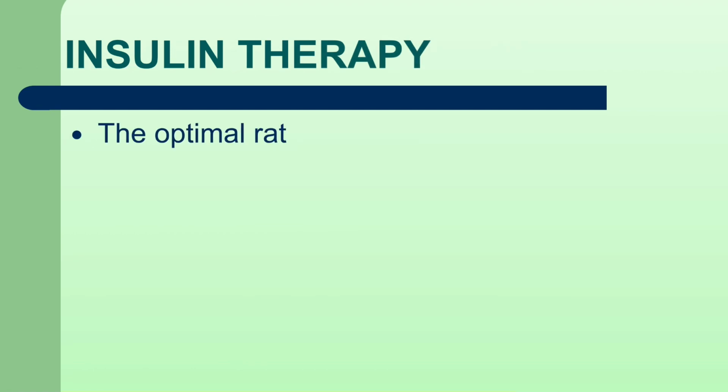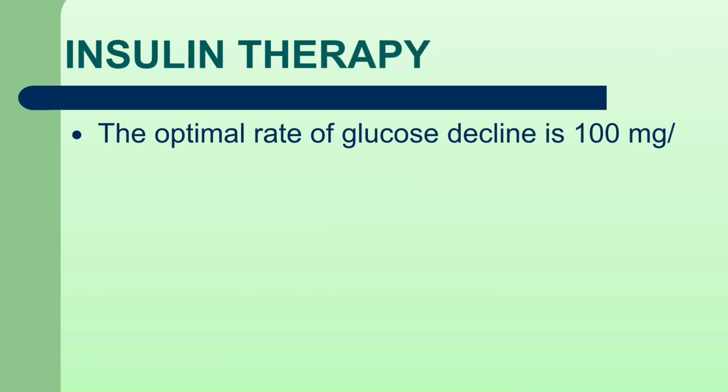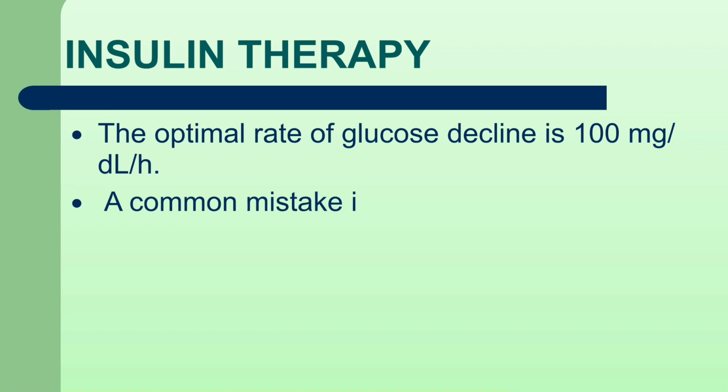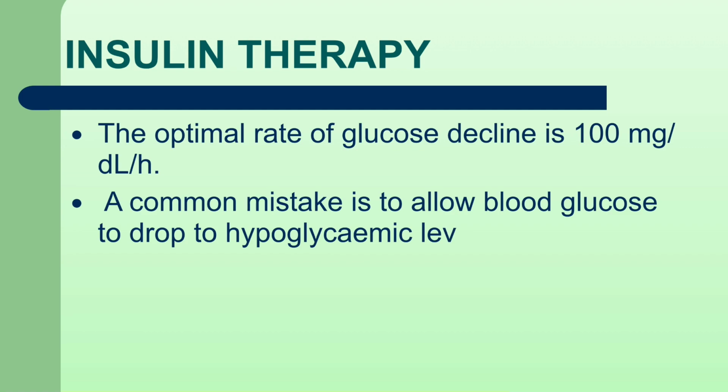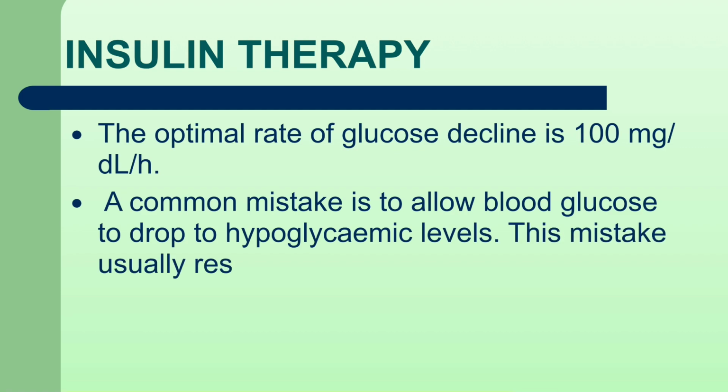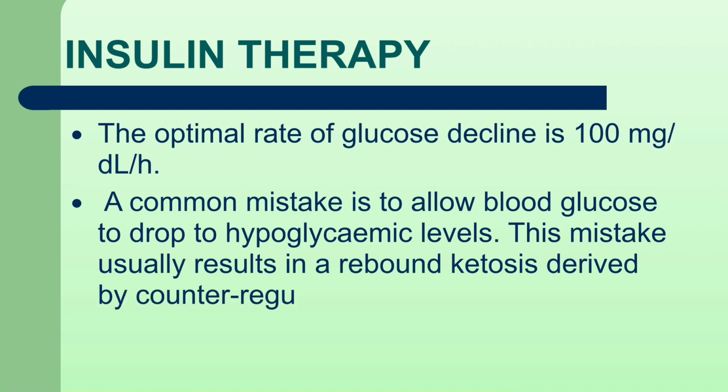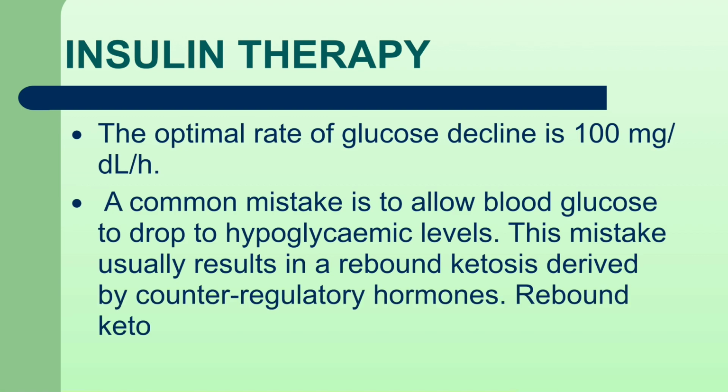The optimal rate of glucose decline is 100 mg per deciliter per hour. A common mistake is to allow blood glucose to drop to hypoglycemic levels. This mistake usually results in a rebound ketosis driven by counterregulatory hormones. Rebound ketosis requires a longer duration of treatment.